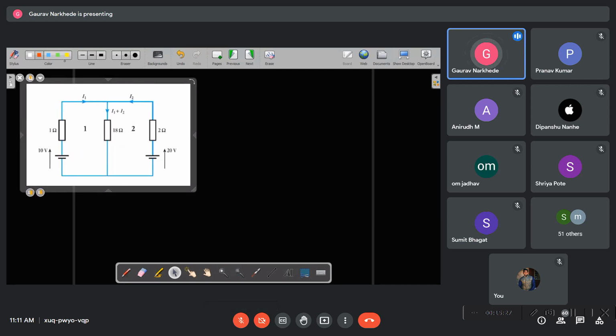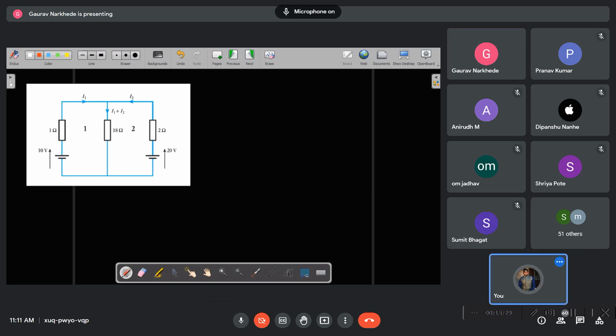So can you see my screen? What do we need to find in this circuit? Current. Okay. Great. So now this is loop number one. So I can apply KVL in loop number one.